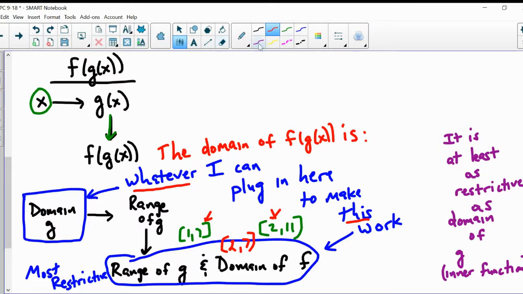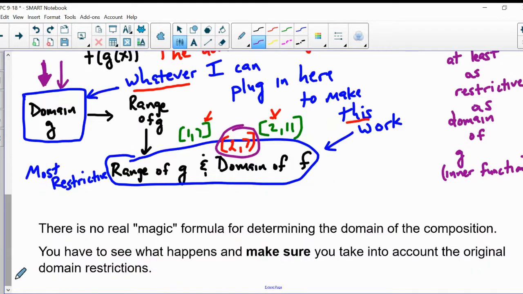Then what I do is I look at this function, g, and I say, what can I plug in here to make this the range of g? And whatever that is, that's my new domain. So whatever I can plug in here to make this work. So it's at least as restrictive as the domain of g. So this is a good starting point, but it can be even more restricted than that.